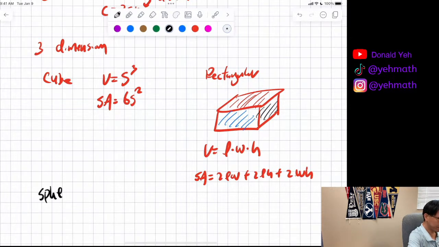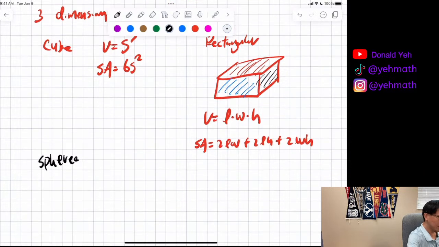Sphere, which is very, very cool. Sphere volume is equal to what? 4/3 pi r to the... I'm going to say third, but I think it's second. It's third because it's three-dimensional, so it's r to the third.